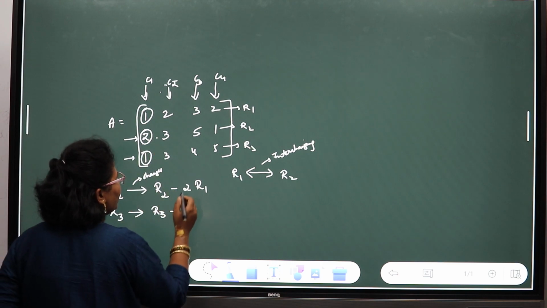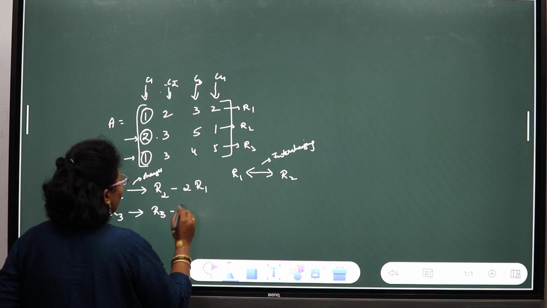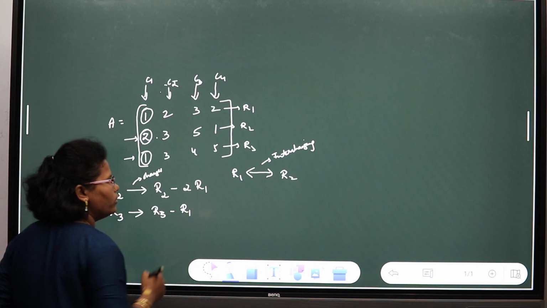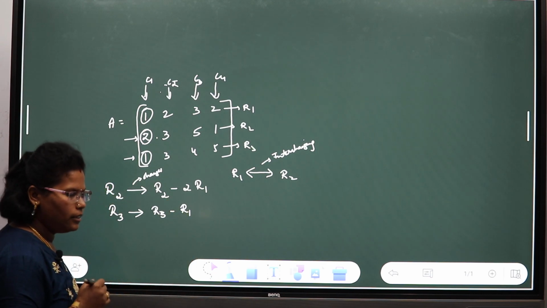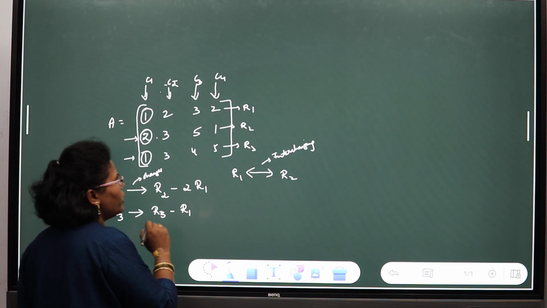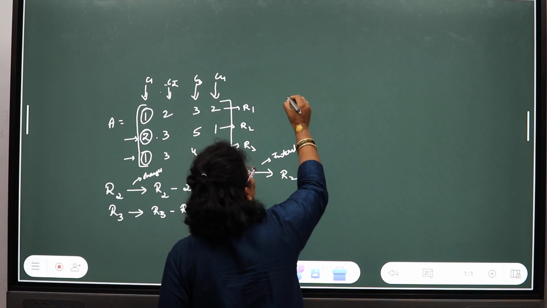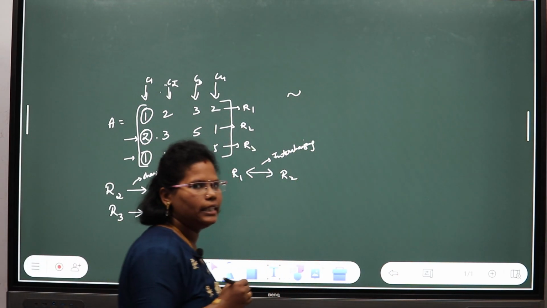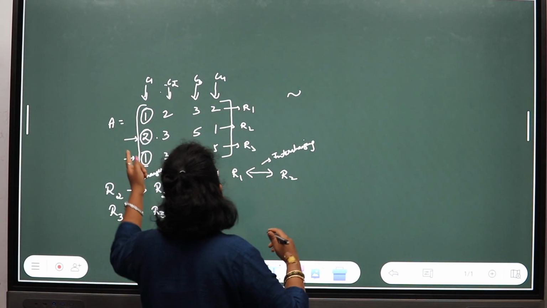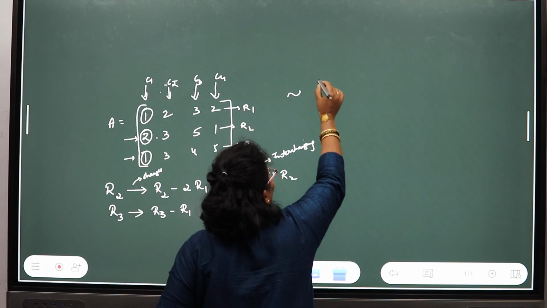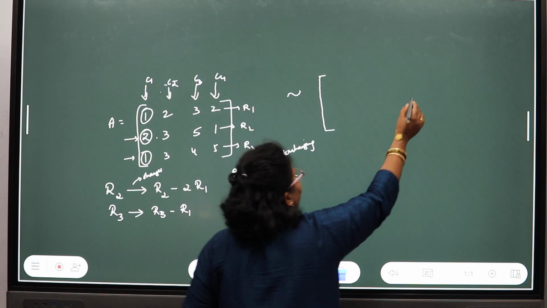So no need to multiply any number with your R1. So directly I can do subtraction. Okay. Clear? Now remember, when you are writing the changes, I have to write a tilde. This change is approximately equal. Don't write equal, you have to write approximately equal. So how it changes? I will write the row.